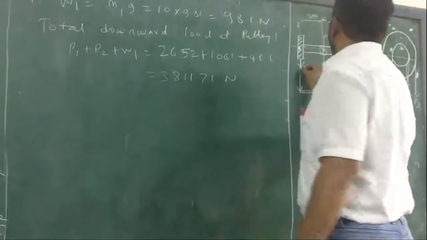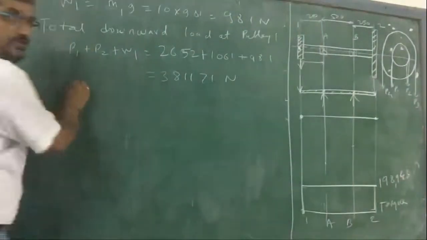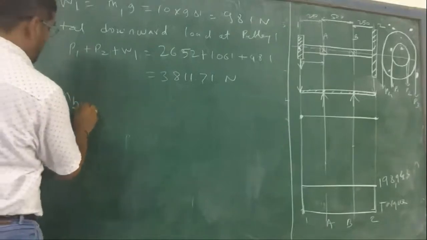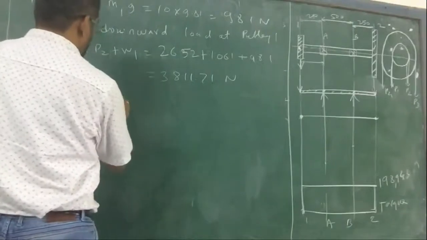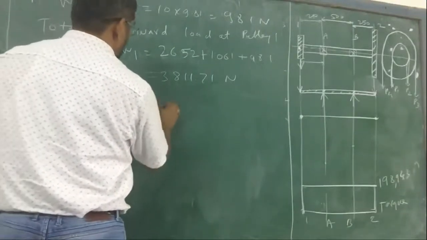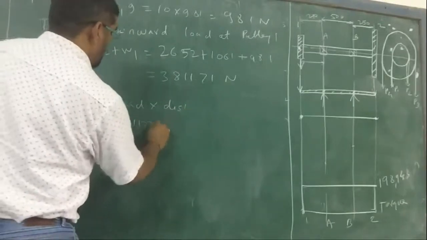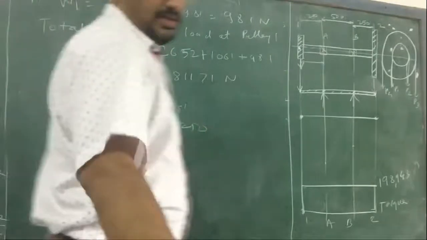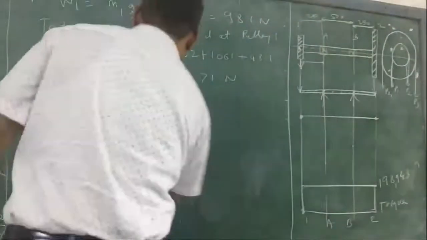So what is the bending moment? Bending moment is load into distance. So the bending moment at A will be the load 3811.71 into the distance, which is 250. The answer is 952,927.